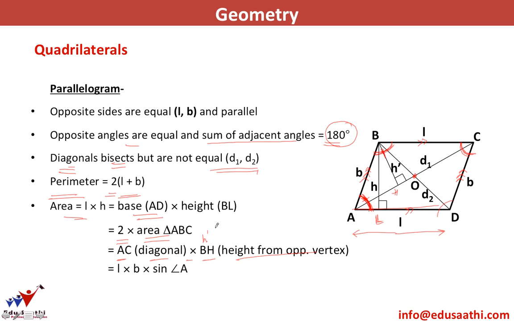Another way you can write down the area of a parallelogram is LB. So that means if you don't know the height, you can convert the height into the other side using this formula. So it will be L into B into sine of the angle between them. So L into B into sine of angle A. This is very important formula that we have, and it has wide applications. So L into B into sine A is another way I can find out the area of a parallelogram.